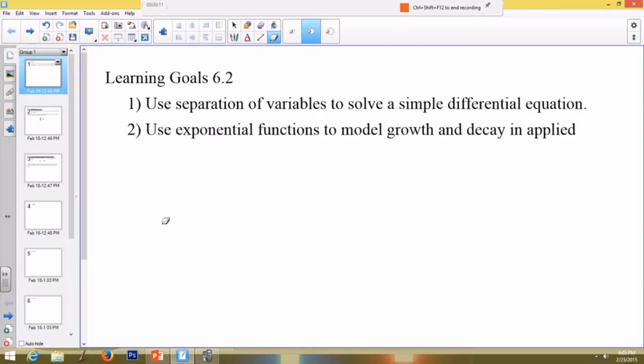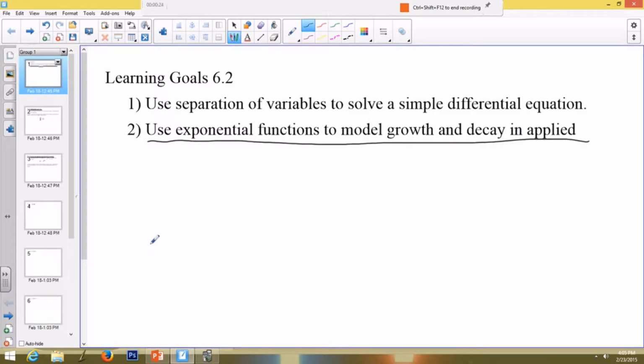Today we're going to talk about using the separation of variables to solve simple differential equations, and then we're going to use exponential functions to model growth and decay in applied problems. And again, this is something that you guys have seen over and over again, so I'm going to keep the examples to that one pretty short. I'm going to only have one, and then like I said, you've seen it. It's going to come back to you. It's not a big deal.